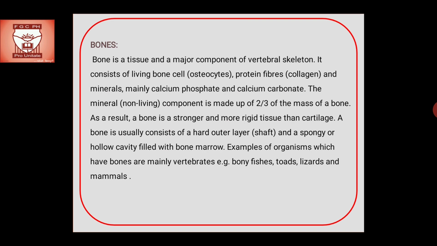It contains protein fiber, which we call collagen, and the minerals, mainly calcium phosphate and also calcium carbonates. The mineral, the non-living component, makes up 2/3 of the mass of the bone. As a result, a bone is a stronger and more rigid tissue than cartilage. A bone usually consists of a hard outer layer, which we call shaft, and a spongy or hollow cavity filled with bone marrow.